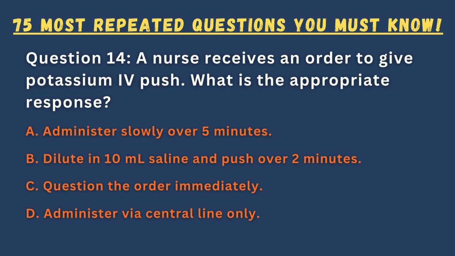Question 14. A nurse receives an order to give potassium IV push. What is the appropriate response? A. Administer slowly over 5 minutes. B. Dilute in 10 milliliters saline and push over 2 minutes. C. Question the order immediately. D. Administer via central line only.